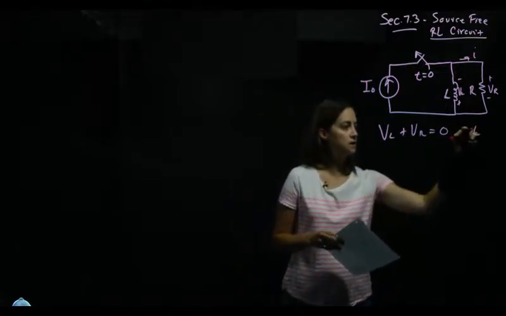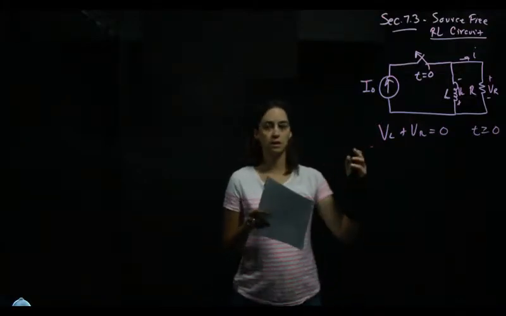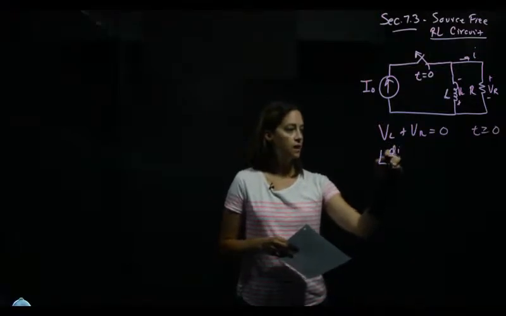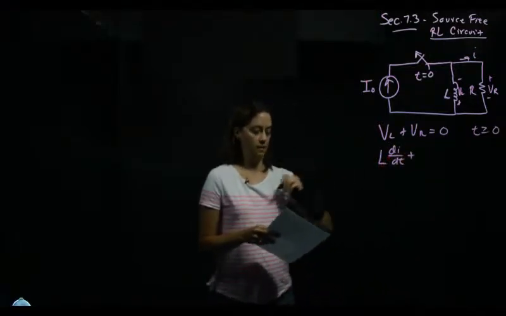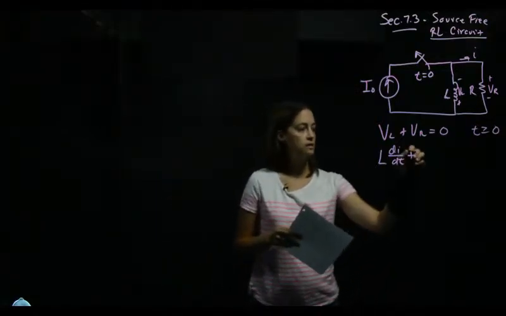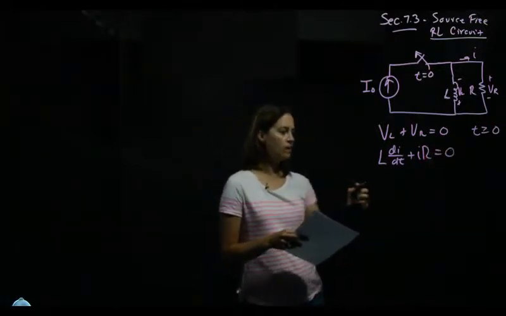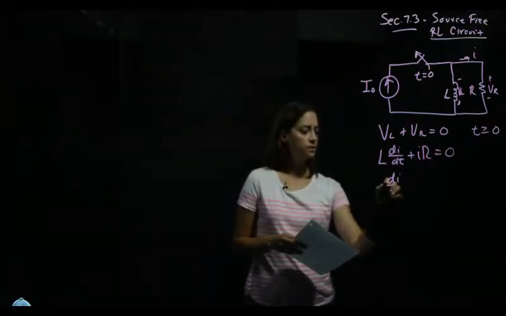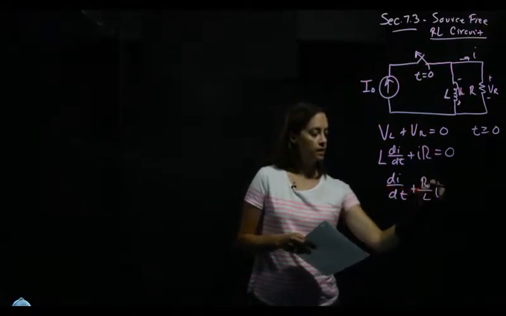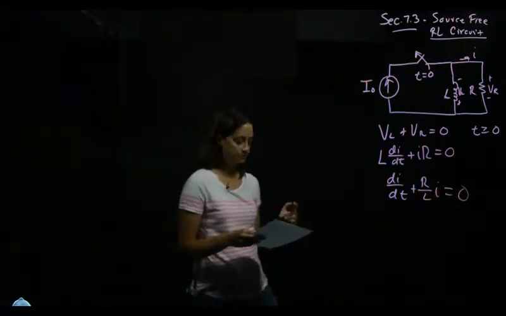for time t greater than or equal to 0. Well, for VL, the voltage across an inductor, I know from section 6 that that's L di/dt. VR, voltage across a resistor, Ohm's law, is iR. So I can write this like that. And if I want to rearrange it a little bit, di/dt plus (R/L)i equals 0. There's my first order differential equation.